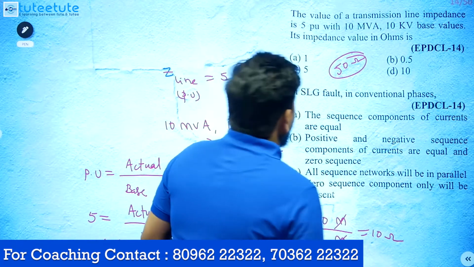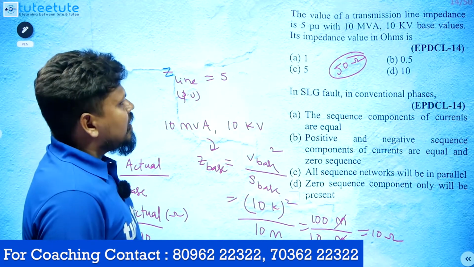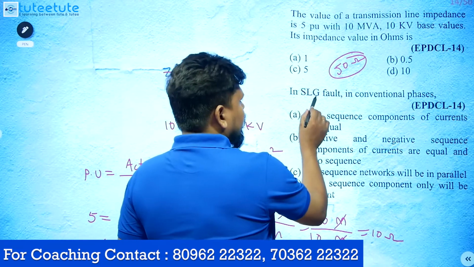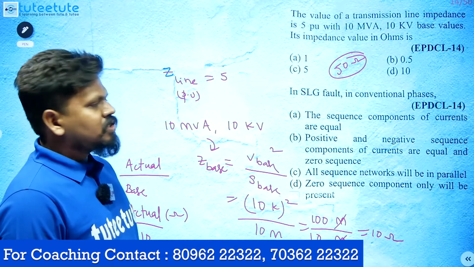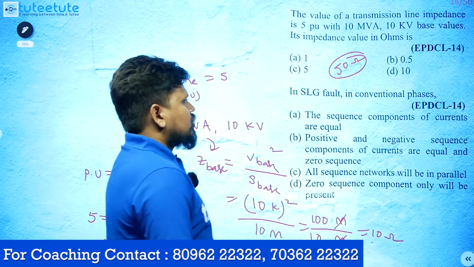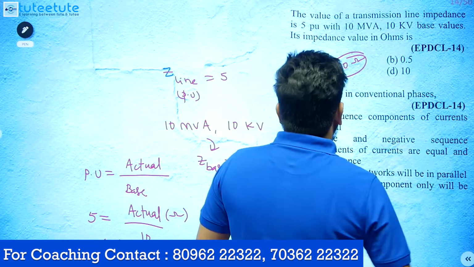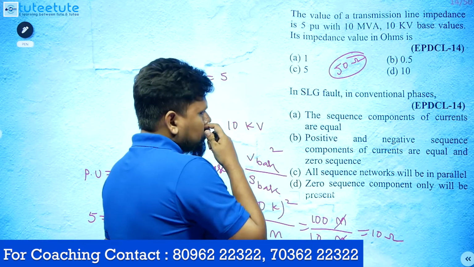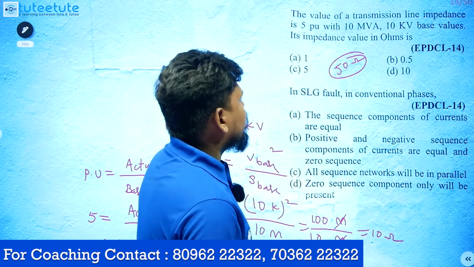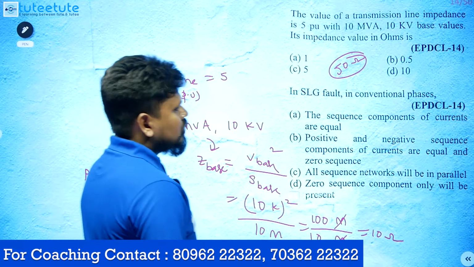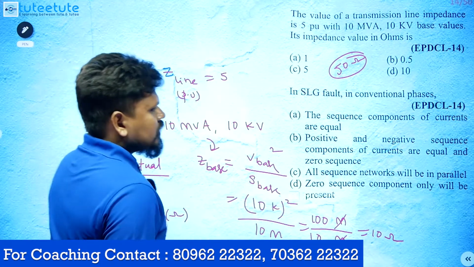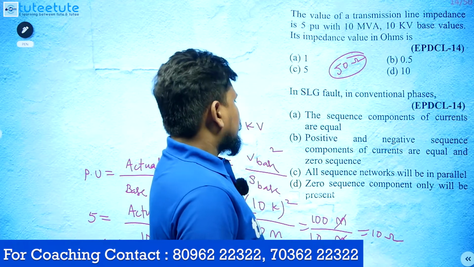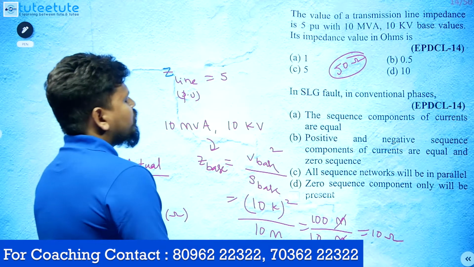So next question. In single line to ground fault, in conventional phases, they are asking: the sequence components of currents are equal, positive and negative sequence components of currents are equal and zero equal. All sequence networks will be in parallel. Zero sequence component only will be present.